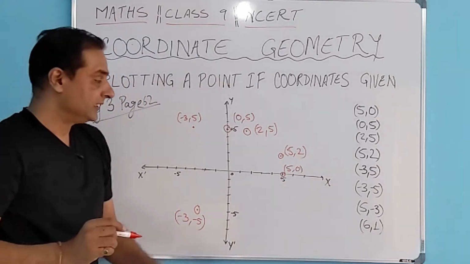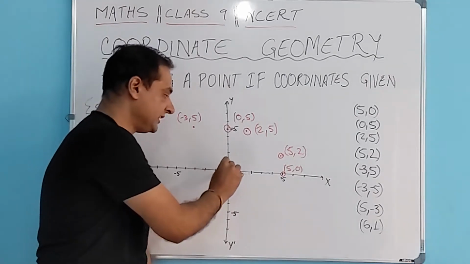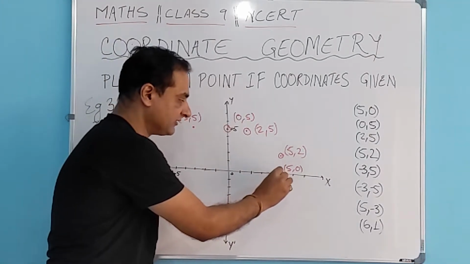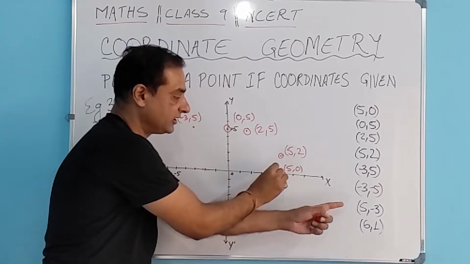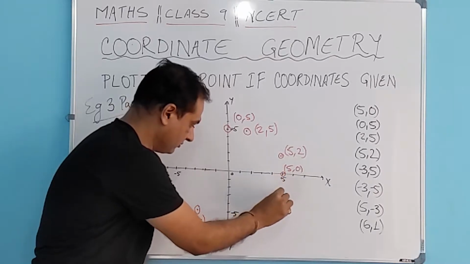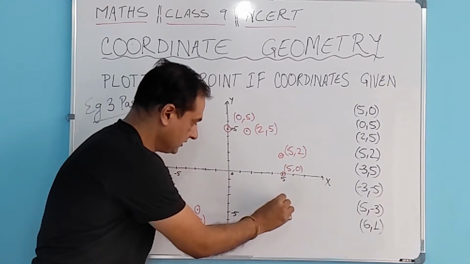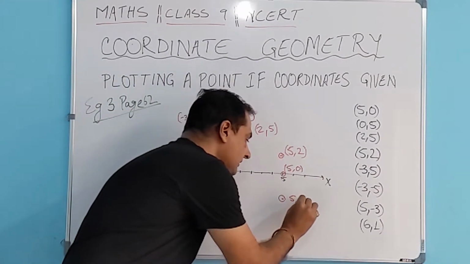All right. Next one, 5, minus 3. X coordinate, we go from the origin to the positive side, which is 5, we reach here. Then where do we need to go? Y coordinate is minus 3, so we need to go down, negative direction of y, and we go here, and here is where we are going to find 5, minus 3.